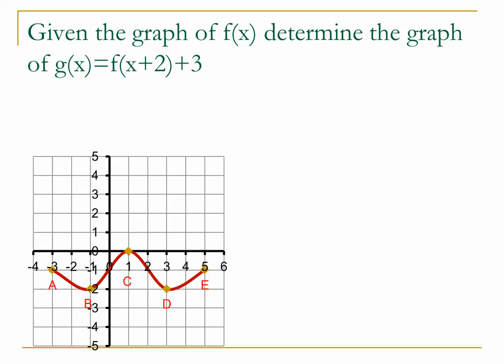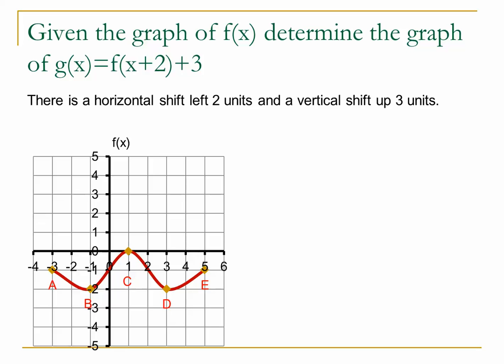Now we can take the same f of x, and now we're going to transform it in 2 different ways. So we're going to take g of x equals f of x plus 2 plus 3. So we have a horizontal and a vertical shift happening here. So we're going to take first the horizontal shift to the left 2 places and a vertical shift up 3 places.